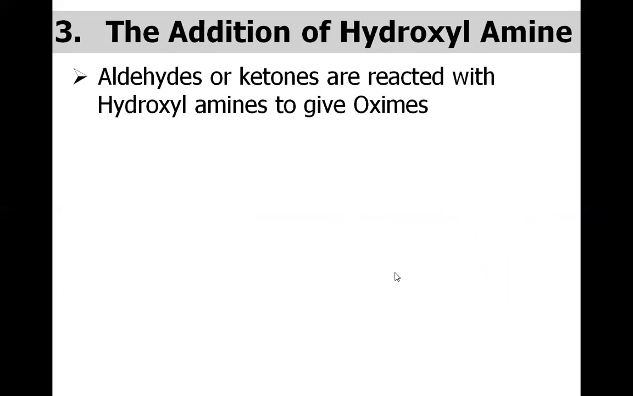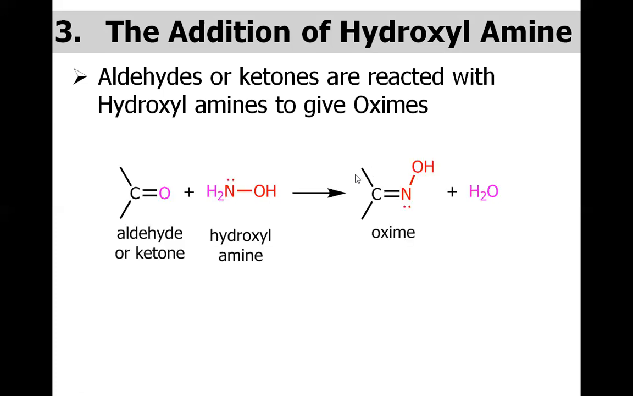Now let us discuss the addition of hydroxylamine. If hydroxylamine is added to the aldehyde or ketone, the product is called oxime. This is a general reaction. We have this aldehyde or ketone and hydroxylamine. Again, it's a condensation reaction, and this H2 and O will be knocked off as a water molecule to have the C double bond N and OH bond, which is called oxime.